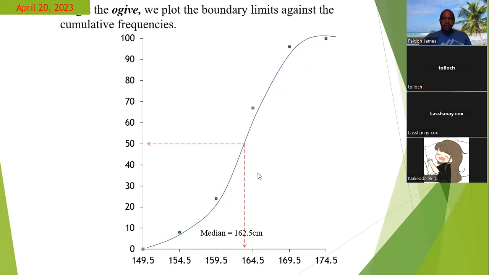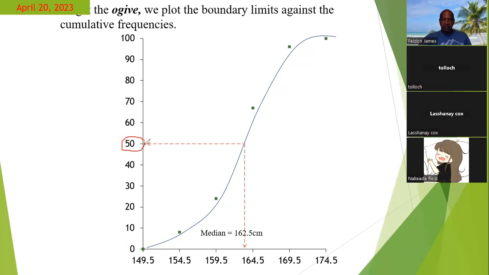All right. Now, after you plot this curve, in order to determine what the median is, you go to the cumulative frequency axis, which is the y-axis or the vertical axis. You find half of it, which is the mid value, so you look from 0 to 100 and find half of 100. That will give you the mid value for your frequency. So it will be 50.